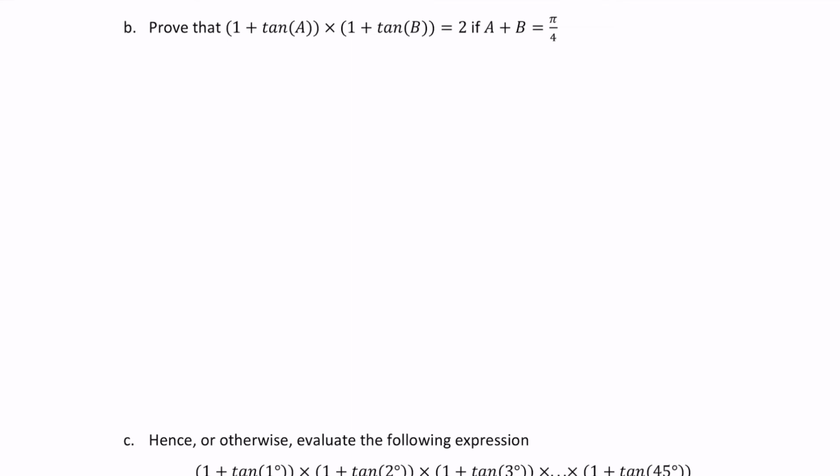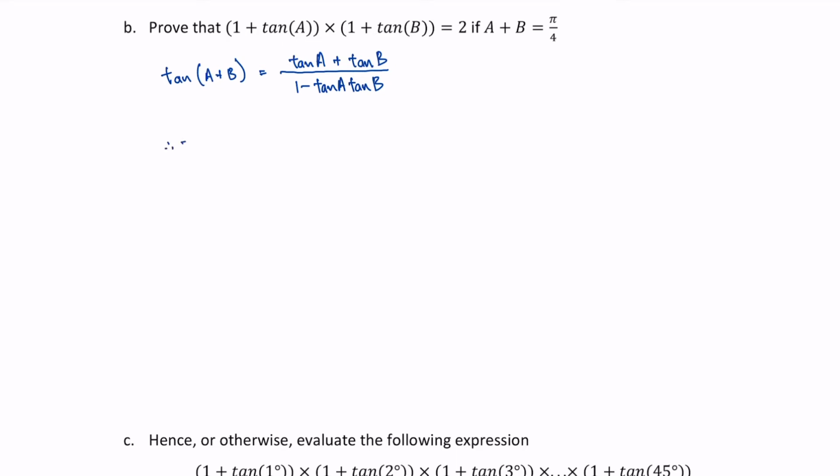Okay, parts B and C aren't too bad. We can use the compound angle formula for tan. So recall that we have tan of A plus B. We know that's equal to tan of A plus tan of B all over 1 minus tan of A times tan of B.